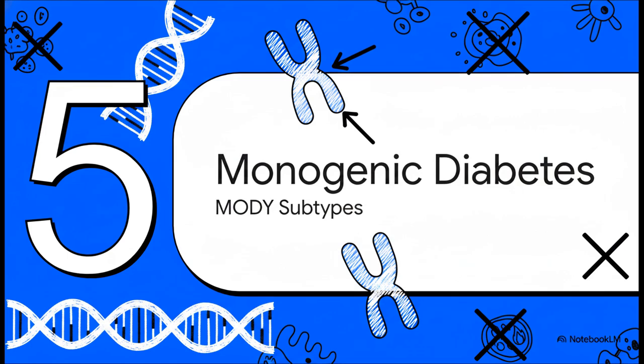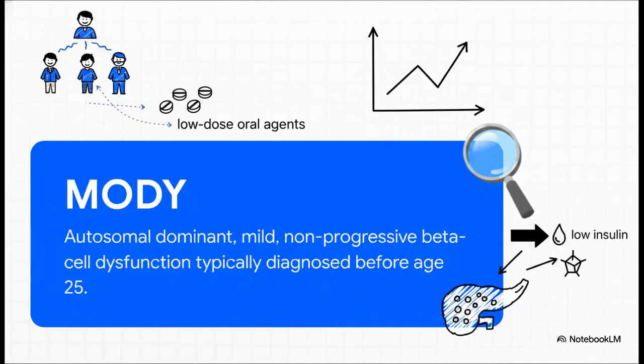Moving on to Section 5, monogenic diabetes, specifically the MODY subtypes. Okay, so MODY. This is not your typical polygenic insulin resistance or autoimmune destruction. It's a strict single-gene defect characterized by autosomal dominant, mild, and critically non-progressive beta cell dysfunction. The classic board vignette is this: a healthy, non-obese 25-year-old guy with an incidentally discovered fasting glucose around 180. He has a father and a grandfather with diabetes, all perfectly managed on low-dose oral agents without ever developing severe micro or macrovascular complications. The defect simply causes the beta cells to produce inappropriately low insulin for the ambient glucose level.